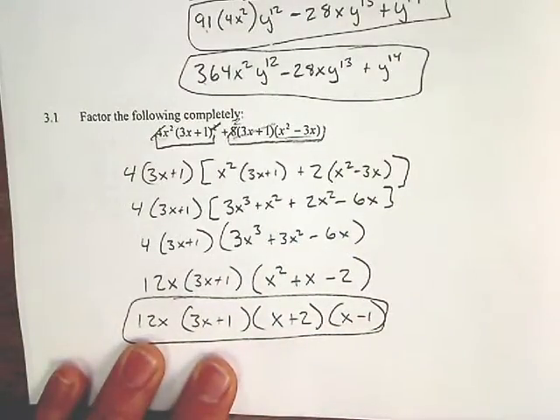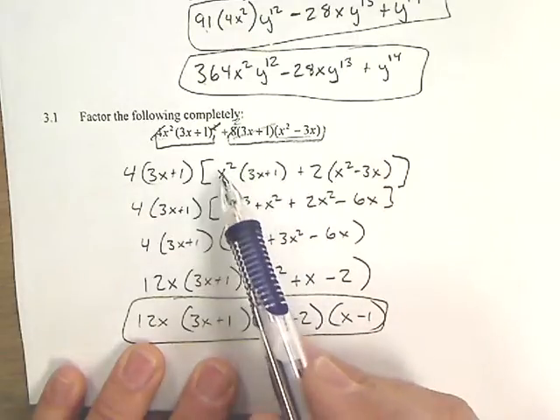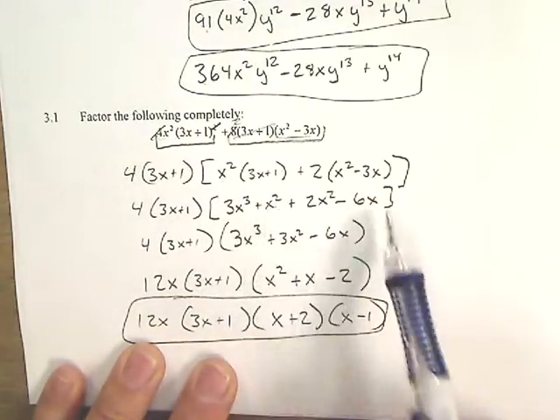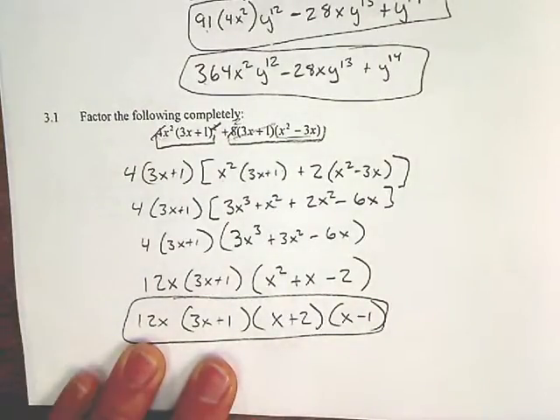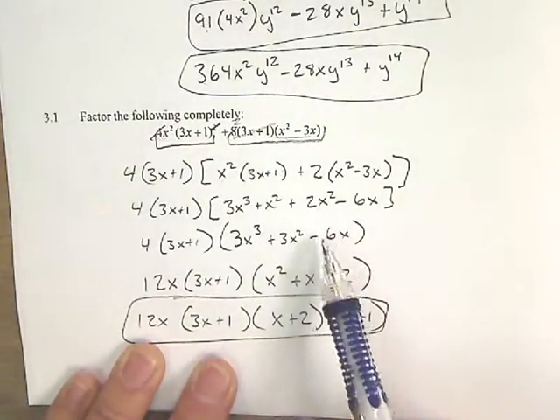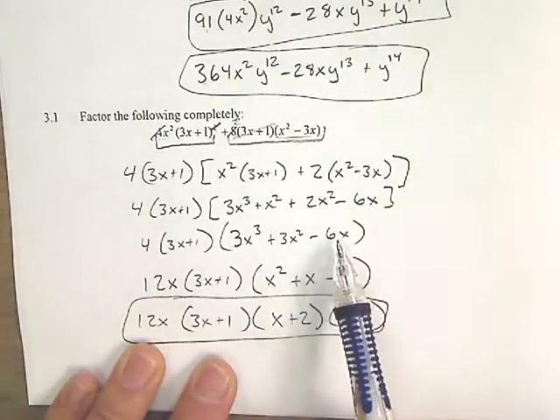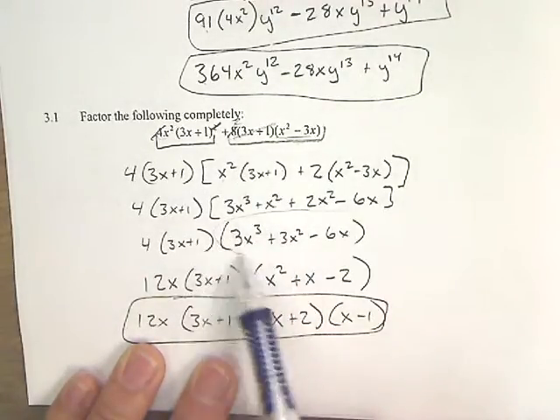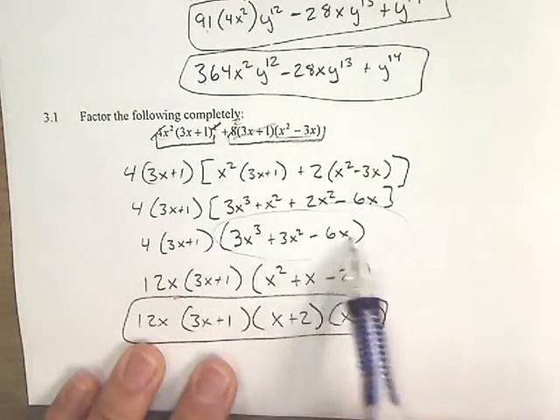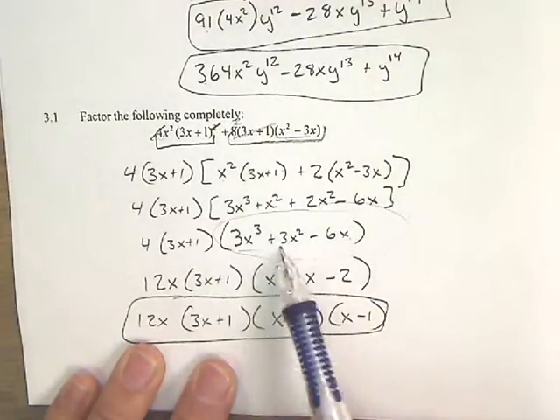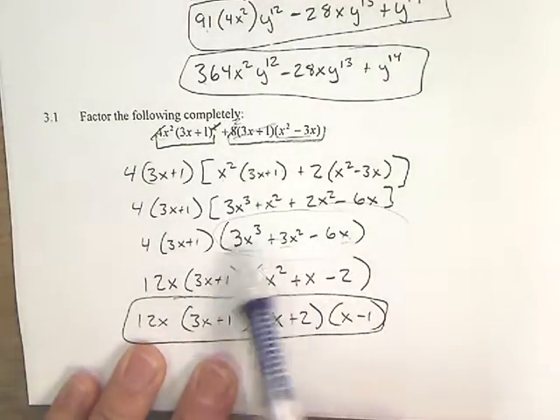Now I just have to distribute. Distribute that to each one. Distribute this to each one. Combine the like terms. Once I combine the like terms, I'm sitting here. And now I just look to factor again. All 3 of these terms have a 3x in it. So I pulled the 3x out.